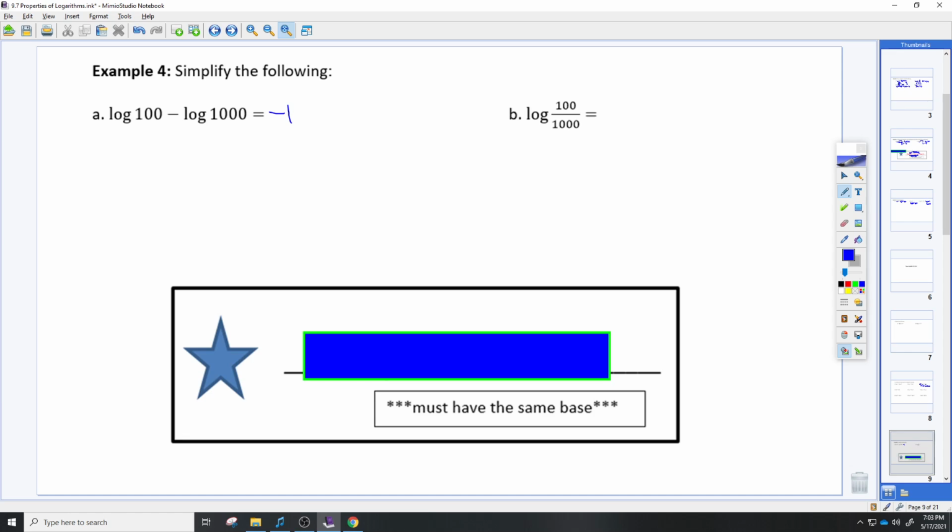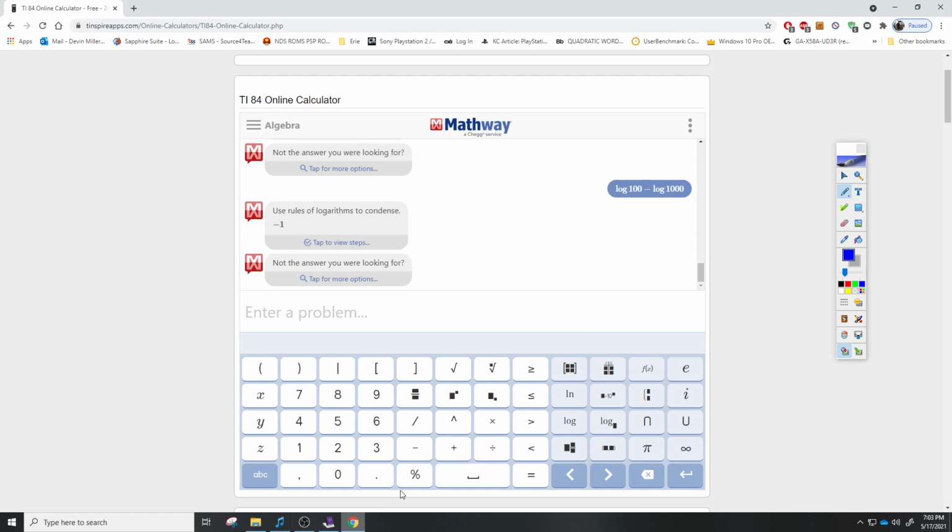And then here on the right side, we should have the same answer, but now it's using division with subtraction. See how there's two lines here? So we're going to do log of 100 divided by 1,000. Let's see if that works. There we go. And that should also give us -1. Simplify the expression to -1.